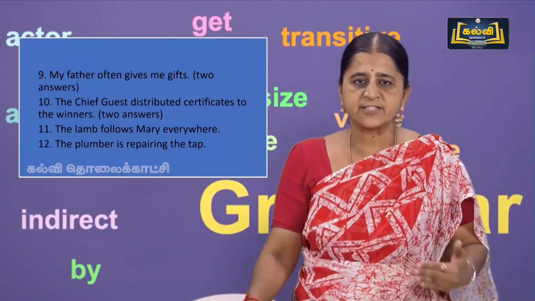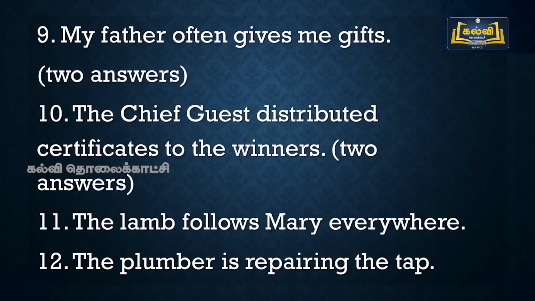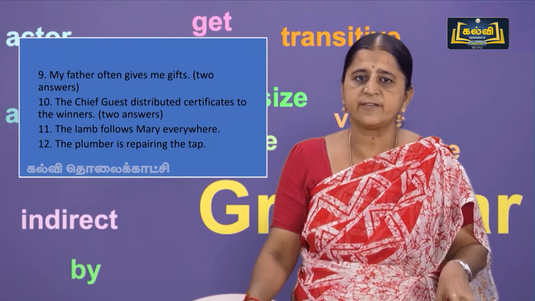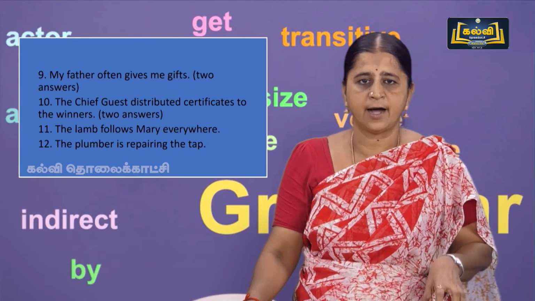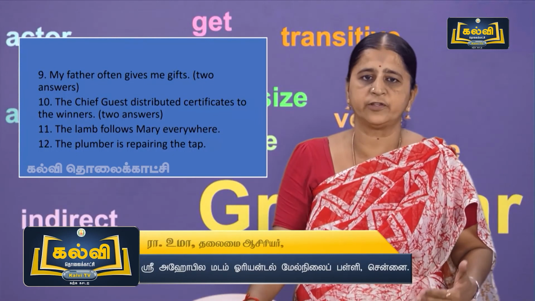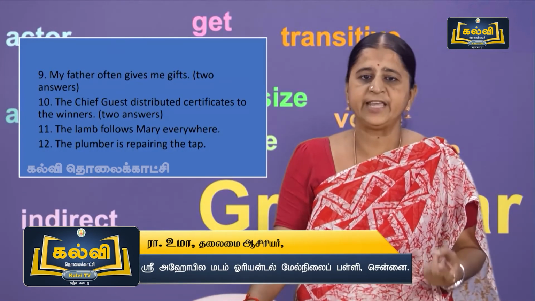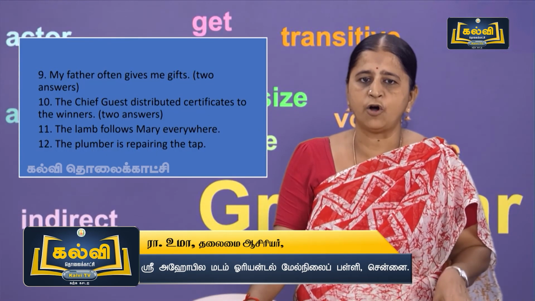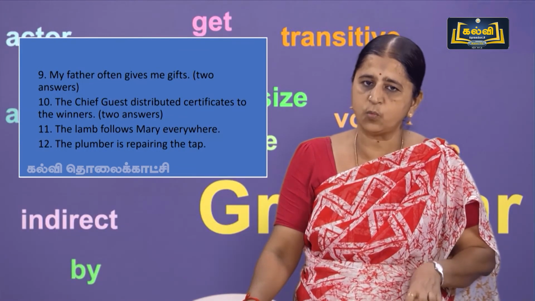So passive-ஆ மாற்றும்போது நமக்கு ரெண்டு ஆன்சர் வரும். So first answer, my father often gives me what? Gifts. So gifts எழுதிக்கிறோம். Gifts is the subject. Now gifts is of the plural form. அதனால எந்த verb போடுவோம்? are. are போட்டுட்டு past participle of the verb பார்க்குறோம். Give present tense, gave past tense, given past participle. So gifts are often given to me by my father. This is answer number 1.